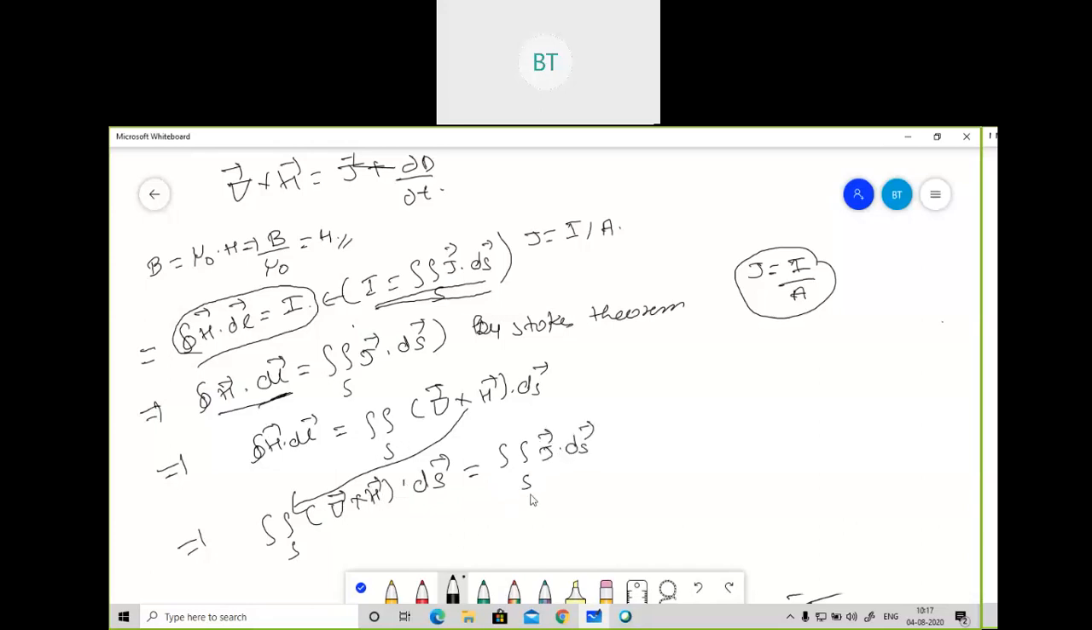So I have substituted the value here only. After substituting, I will just compare these values. By comparison, what will I get? I will get curl of H. The first part I have told you.